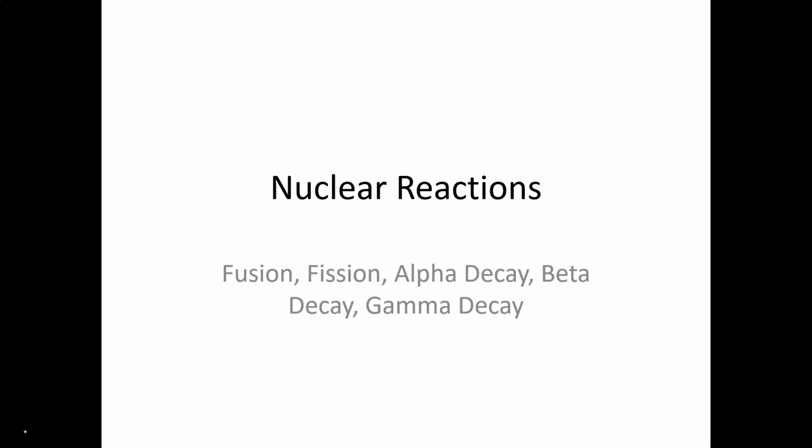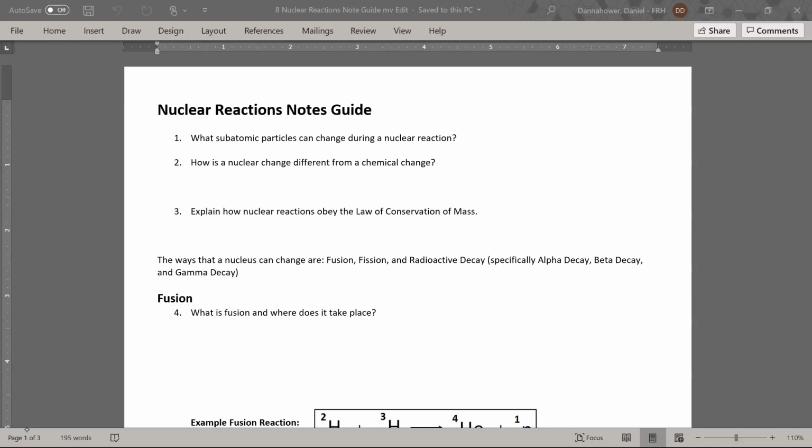You're going to need to have a few resources available to you. First, in your course pack, you should find the Nuclear Reactions Notes Guide. That's going to be in the back of Unit 1 of your course pack, so go ahead and take that out now. And that's going to look like this. If you don't have that, go ahead and get it out.